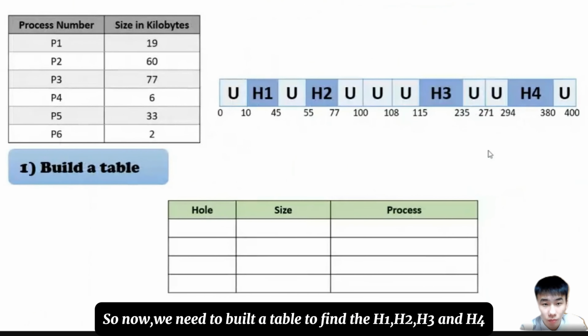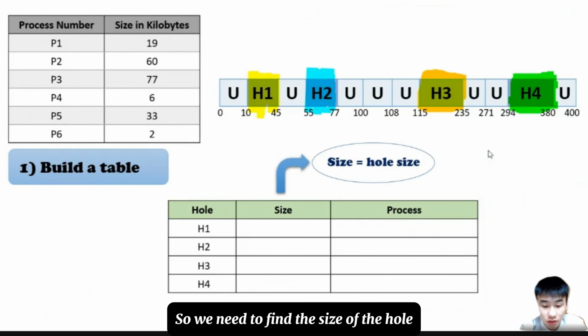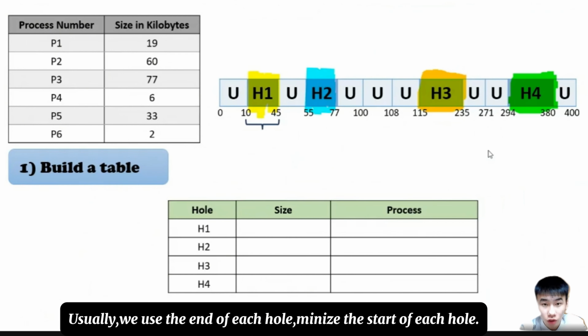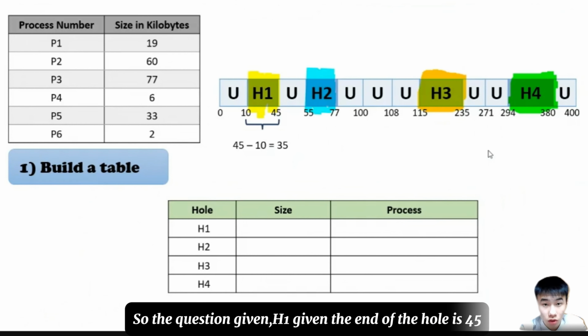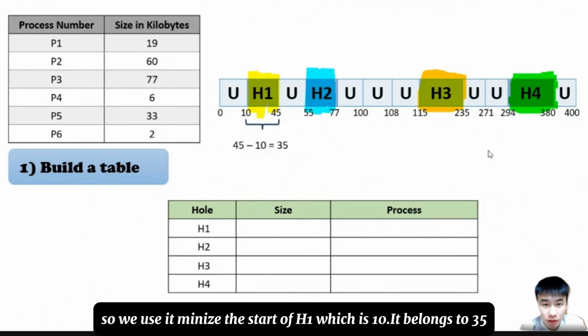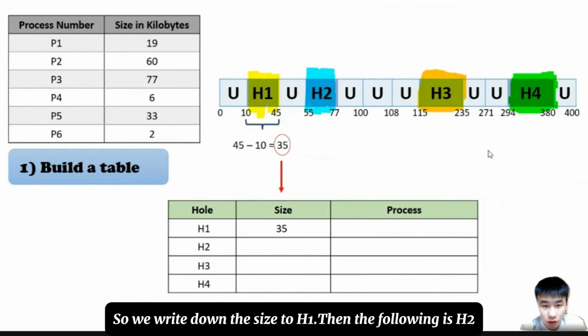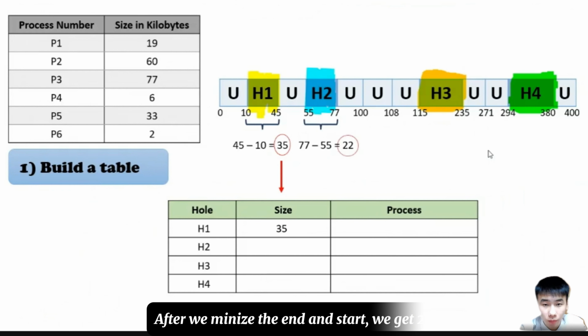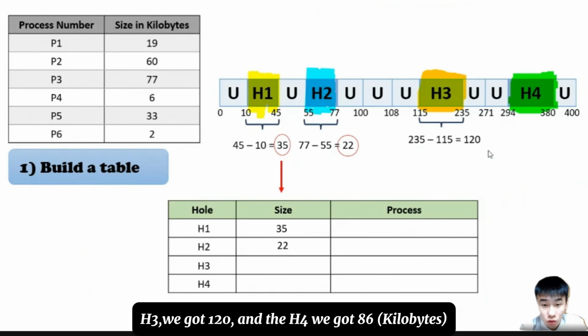So now we need to build a table for H1, H2, H3, and H4. We need to find the size of each hole. Usually, we use the end of each hole minus the start of each hole. So for H1, the end of the hole is 45, and we minus the start of H1, which is 10, so it is 35. We write down the size for H1, and the following is H2. After we minus the end and start, we get 22. For H3, we get 120, and for H4, we get 86 kilobytes.